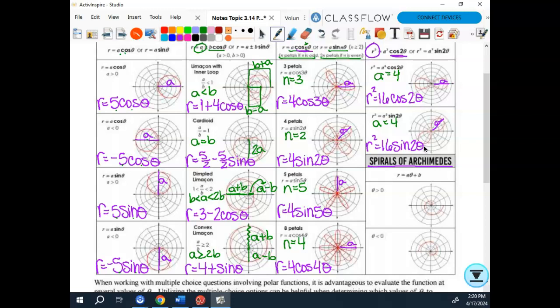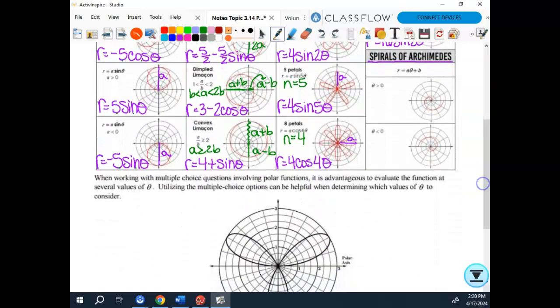All right, so then we have the spirals of Archimedes. Look at this equation. How is it different than all the other ones we did? Look at the equation. A theta. There's no sine and cosine, right? So it's r equals a theta plus b. And whether theta is greater than or less than 0 depends on which way it spirals, and that's the way a spiral of Archimedes works.